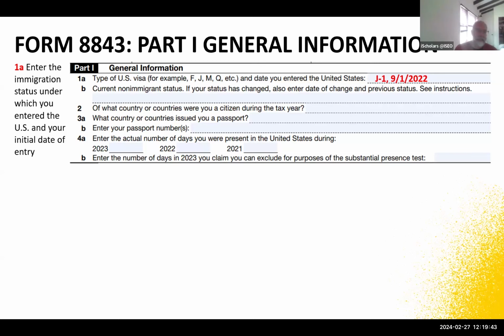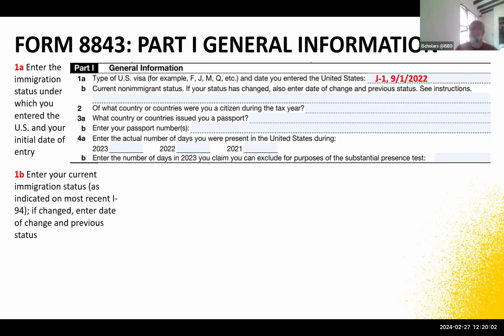Question 1B is getting at the fact of, did you change your status? IRS would want to know if you've changed your status. So if that's the case, then you would indicate what your new status is and the date that that effective change of status was. So in this particular example, I haven't changed my status, so I'm just going to reiterate that yes, my current status is still J1. It remains J1.